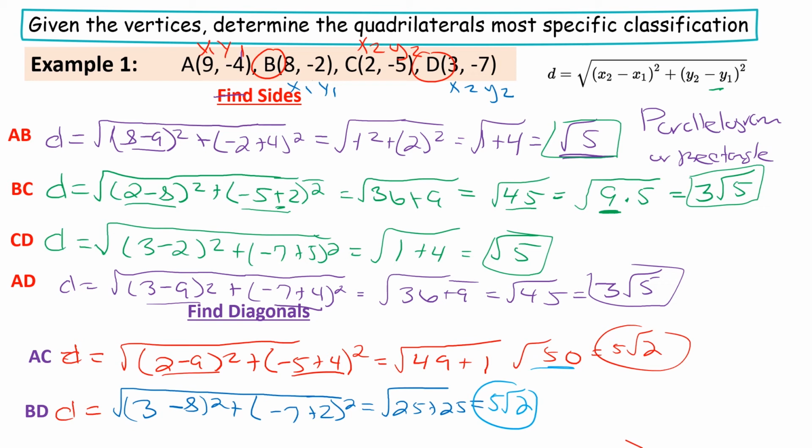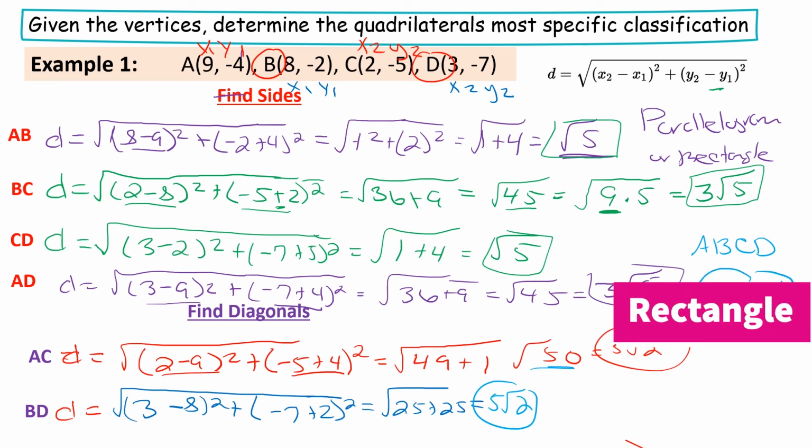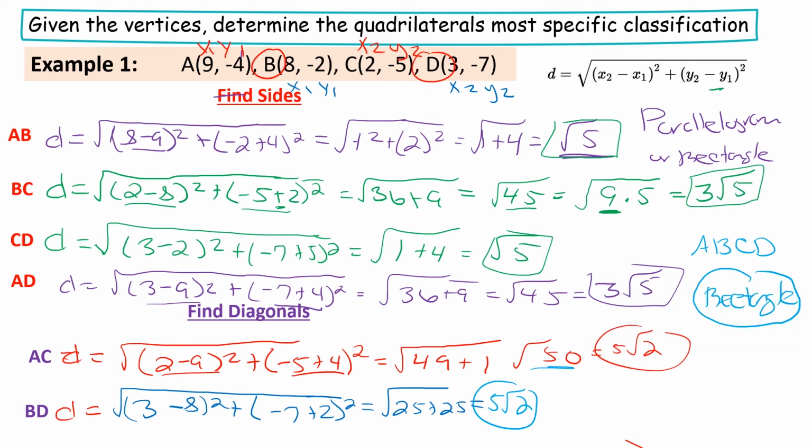And so that tells me that ABCD is a rectangle, because in a rectangle, the diagonals are congruent. So that is my most precise classification there. And that says rectangle, long problem. So this would be a rectangle.